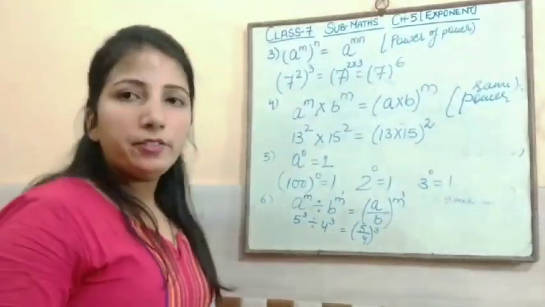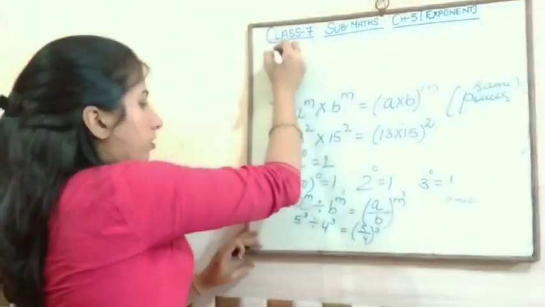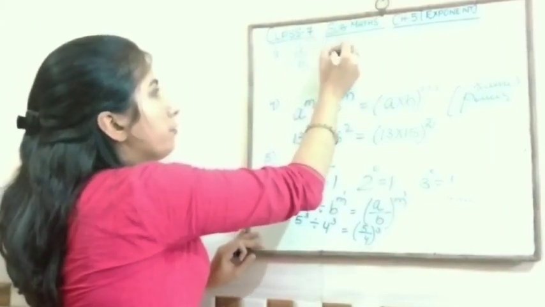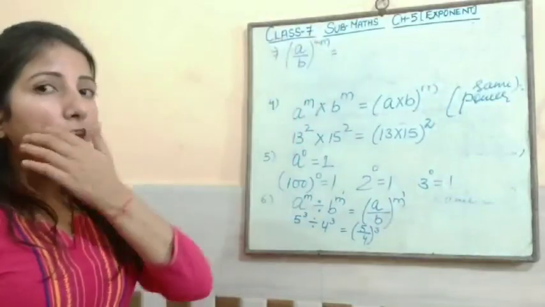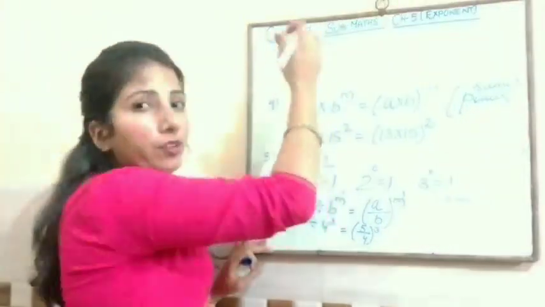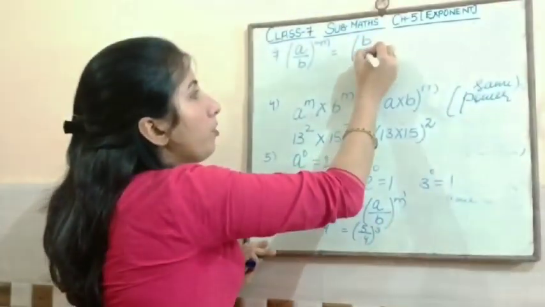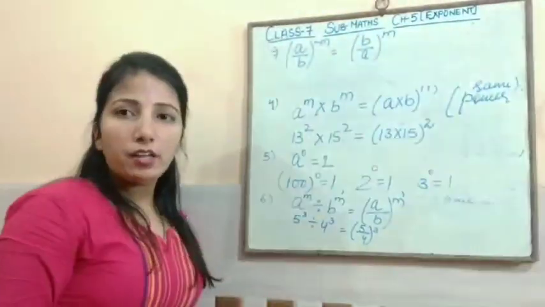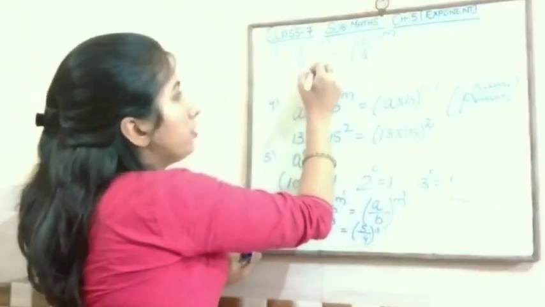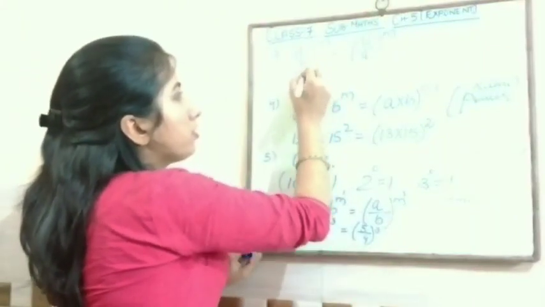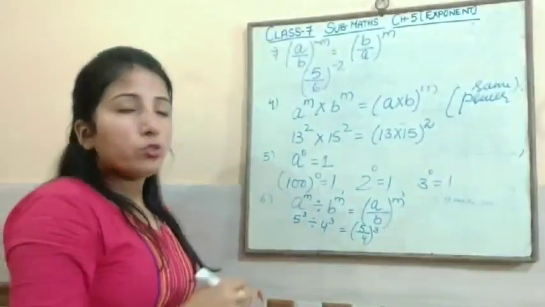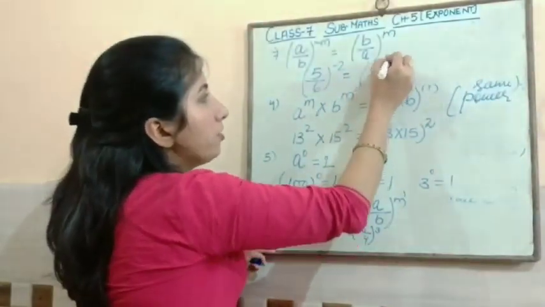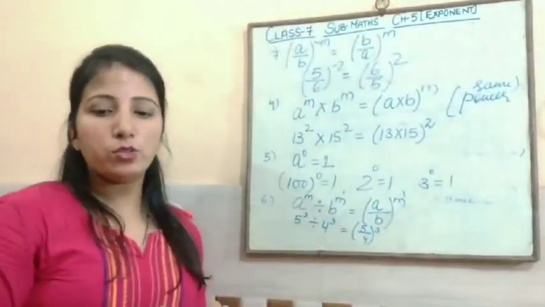Next and last is, if a upon b whole power minus m, that means this is a negative power, then this will be equal to the reciprocal, b upon a, and this power will be converted into positive, so b upon a whole power m. Example is 5 upon 6 whole power minus 2. So this will be 6 upon 5 power plus 2.